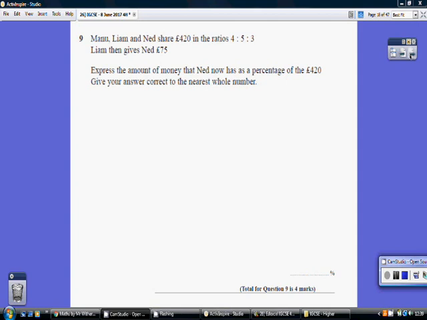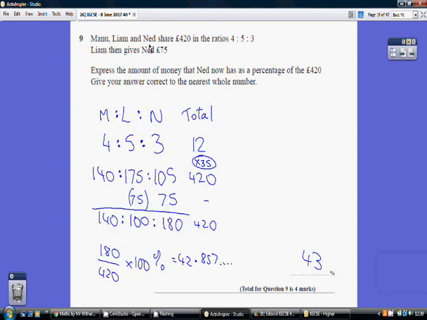Question 9. M, L and N share £420 in the ratio 4 to 5 to 3. So M to L to N, 4 to 5 to 3. Now that is 12 shares in total. 4 plus 5 plus 3 equals 12. So we need to share this £420 equally across these 12 shares.